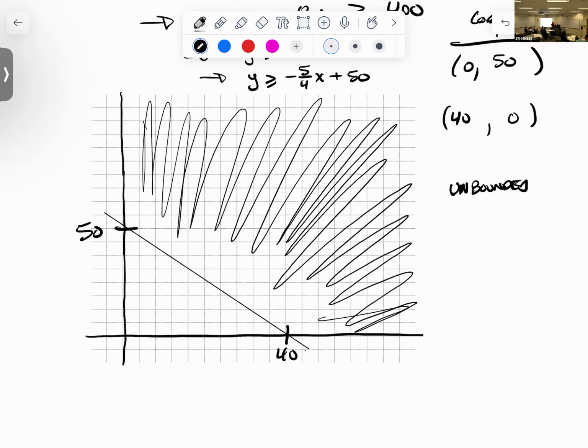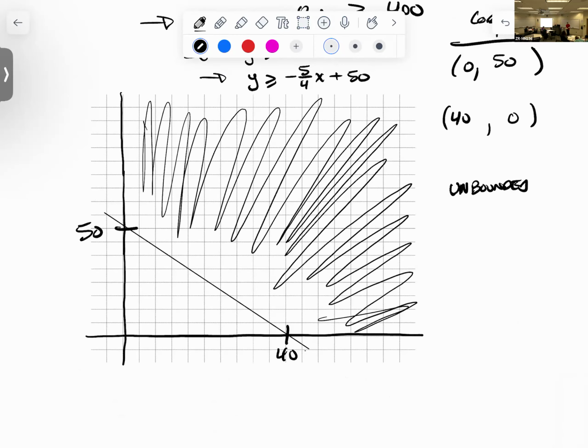Identify the intercepts, graph the lines, and then just shade above, below, wherever, whatever it is. This is very, very common. And that's what we graph most of the time in statistics. It's almost always in the first quadrant because that's where real data exists.